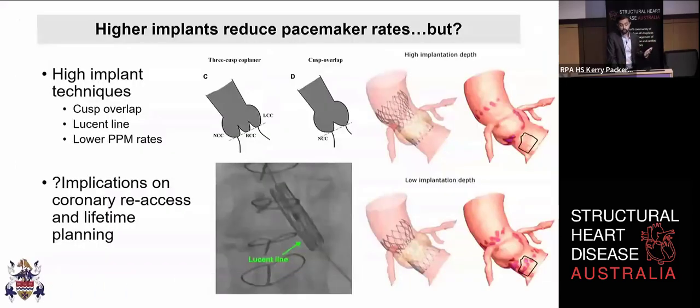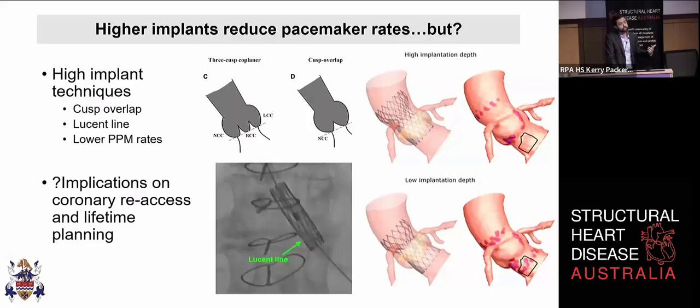So higher implants do reduce pacemaker rates, but everything comes with a but. There's give and take. We learned that we're putting in valves in younger and younger patients. We have now all these techniques available. TAVI implanters have techniques available to better visualize the non-coronary cusp, the LVOT, and more accurately and reproducibly implant valves higher. However, if you're implanting valves higher, you're more likely to interact or obstruct or have problems with coronary reaccess.